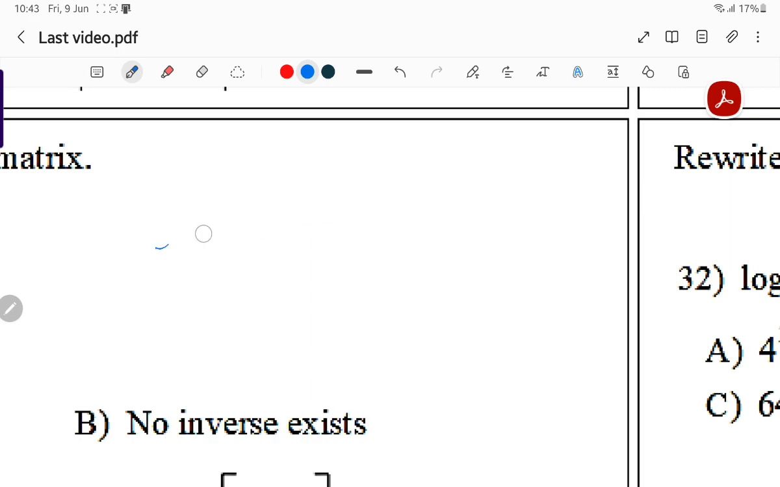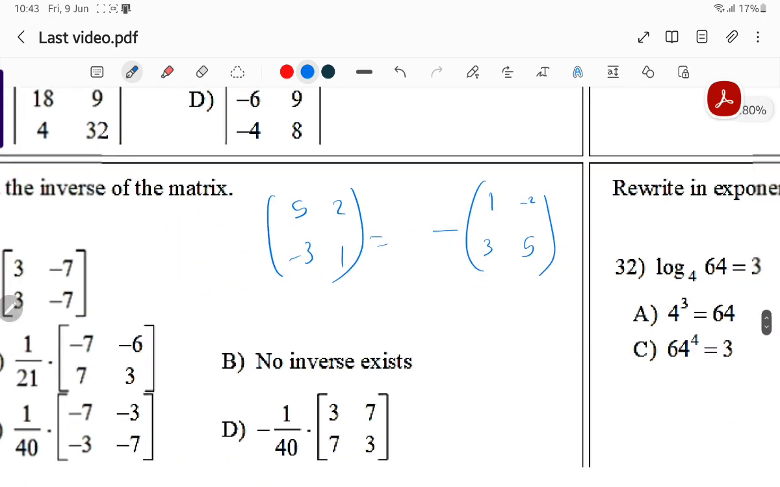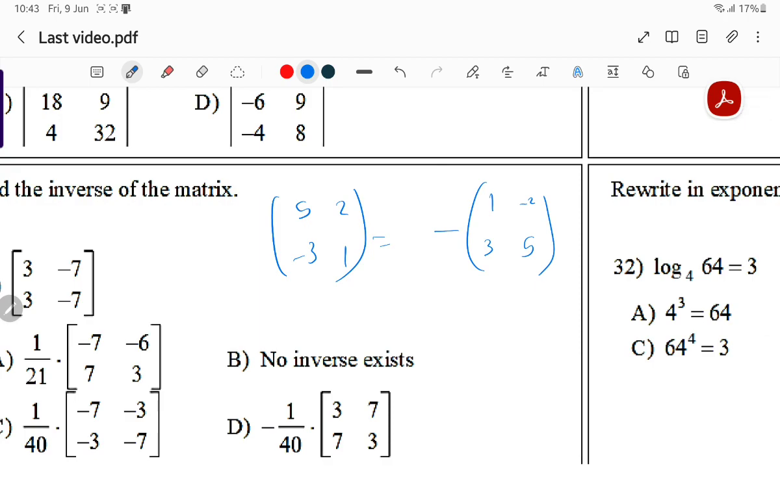So this is the first one again. 5, 2, -3, 1. The matrix itself, we will replace 1 with 5, 5 with 1, and this will be -2, and this will be 3. Here we have something to put before the matrix, which is 1 over the determinant. The determinant, you know, it's cross multiplication. 5 multiplied by 1 minus 2 times -3. It's always minus. But here when we multiply 2 times -3, it's -6. So negative with -6, it's +6. So it's 5 plus 6. That's why this would be 1 over 11.